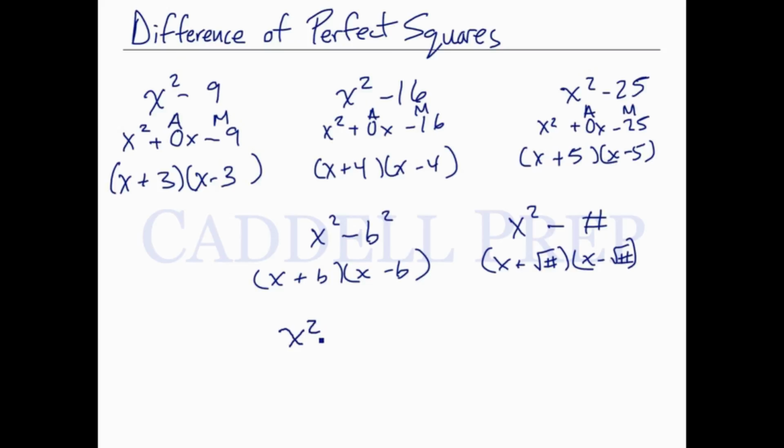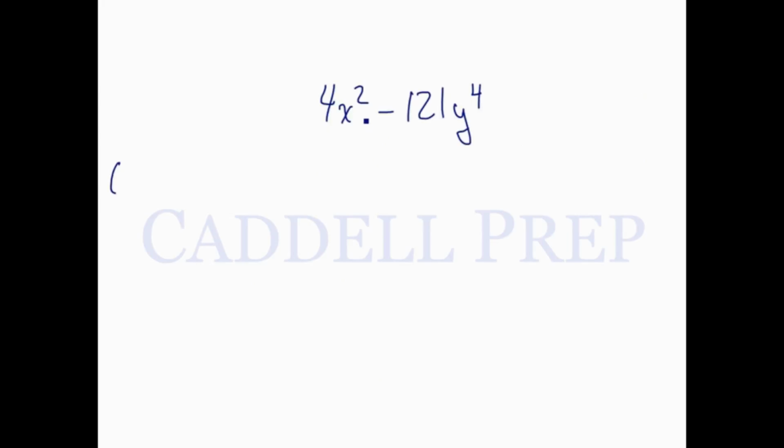So if we had x squared minus 81, it's going to be x plus 9, x minus 9. And of course, this could be switched, x minus 9, x plus 9. It doesn't make a difference. And this rule applies to all perfect squares, all differences of perfect squares.